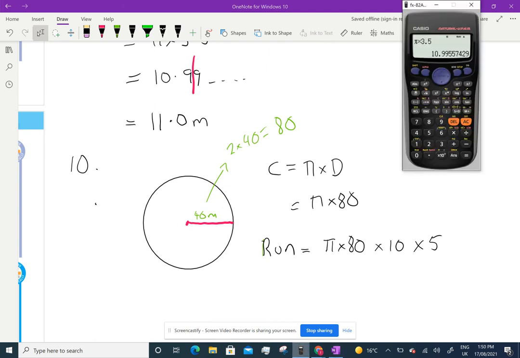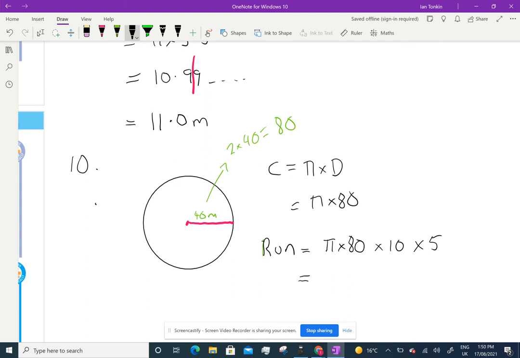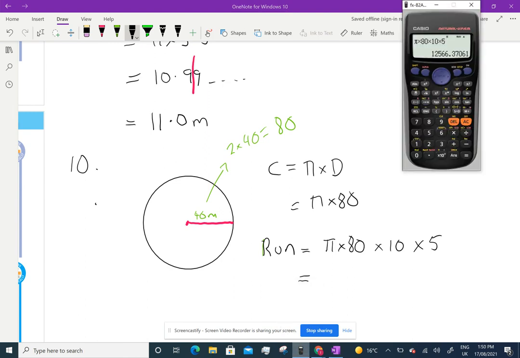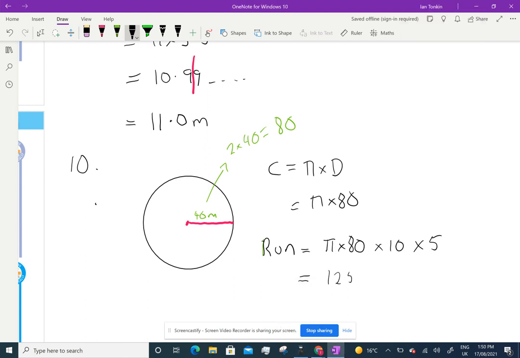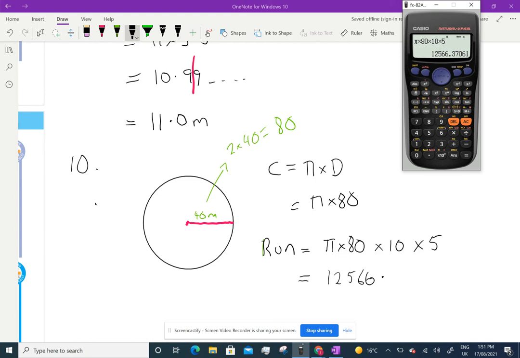So I go to my calculator. I use my back arrow. Pi times 80, times it by 10, and then times it by 5. And that's how many metres they've run. So what was it again? 12566.37061.